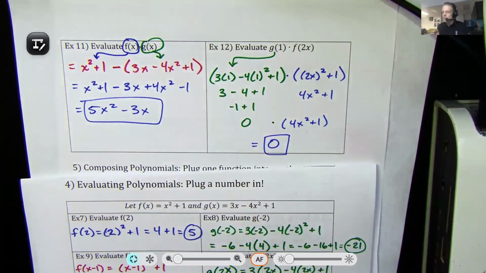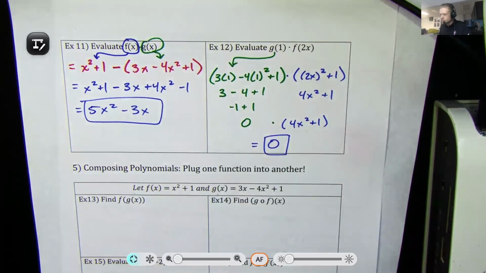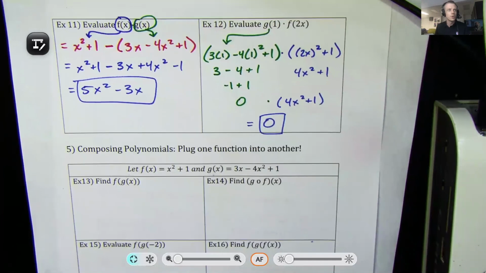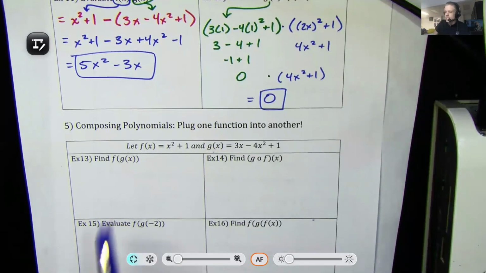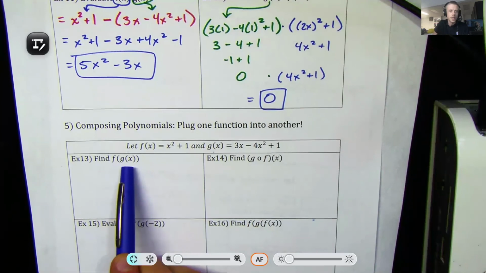All right, so our very last topic of discussion is going to be composing polynomials. When we compose polynomials, what that means is we are plugging one function into another function. Okay, so here is what compositions or composing looks like. I'm plugging in g of x into f of x.